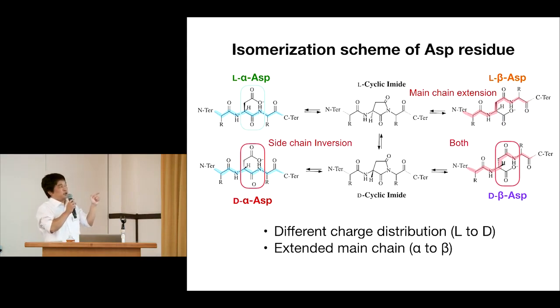From alpha aspartate to beta aspartate, they extend the polypeptide, they extend the chain of the protein. Increasing the carbon number means increasing the hydrophobicity of the molecule. This also impacts the structure of the protein, and also the stability of the protein. So D-beta aspartate has both, so presumably this is the most toxic for the protein.